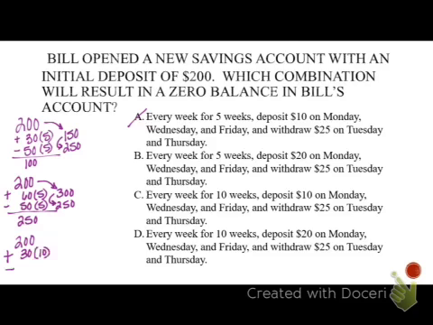We're also going to make a withdrawal of $25 on Tuesday and Thursday. So we're withdrawing $50 in the week for 10 weeks. And we need to see what our overall balance will be after 10 weeks. 30 times 10 is $300, and 50 times 10 is $500. So if we take 200 and add 300, we get 500, and then subtract 500 to get a balance of 0. So C will leave us with a 0 balance.